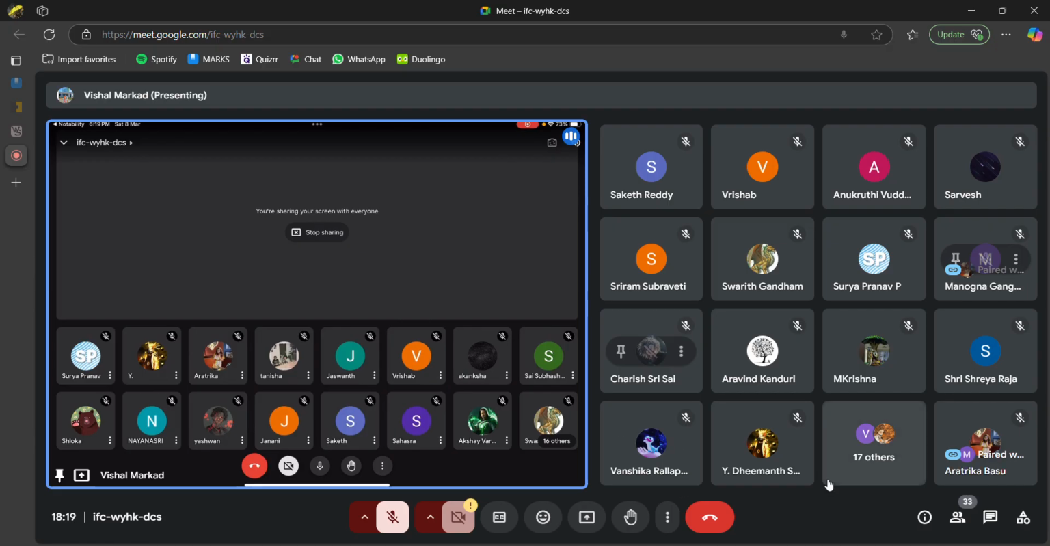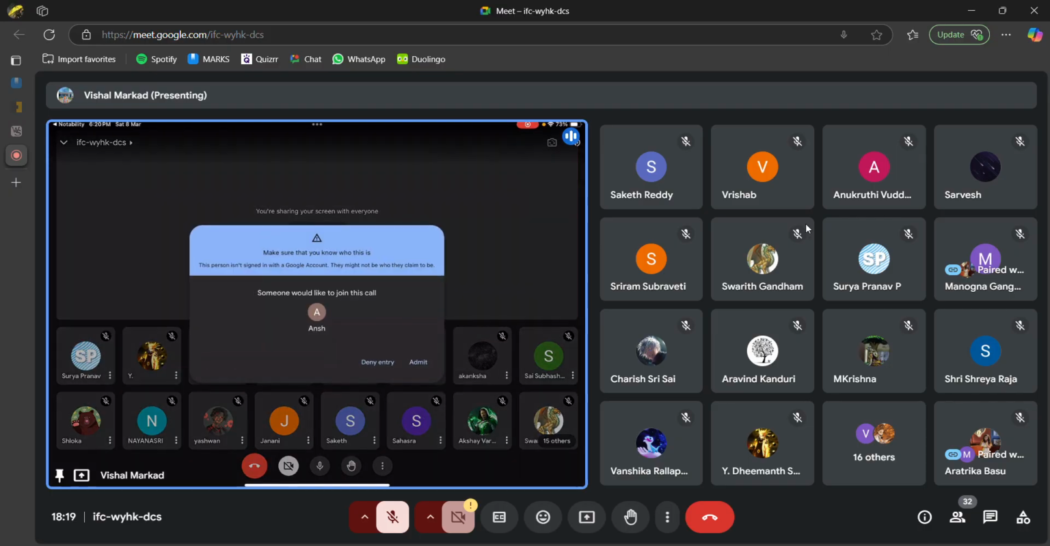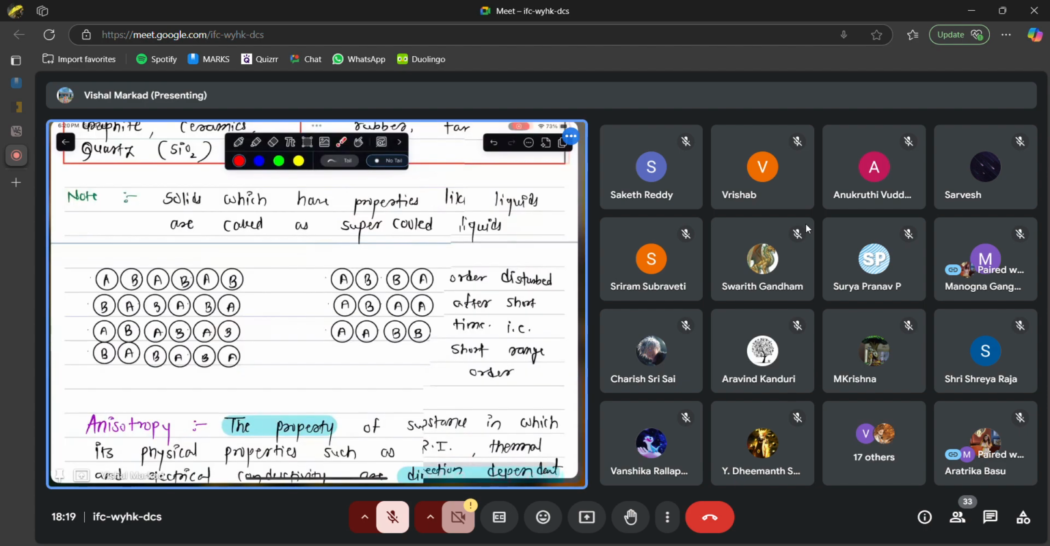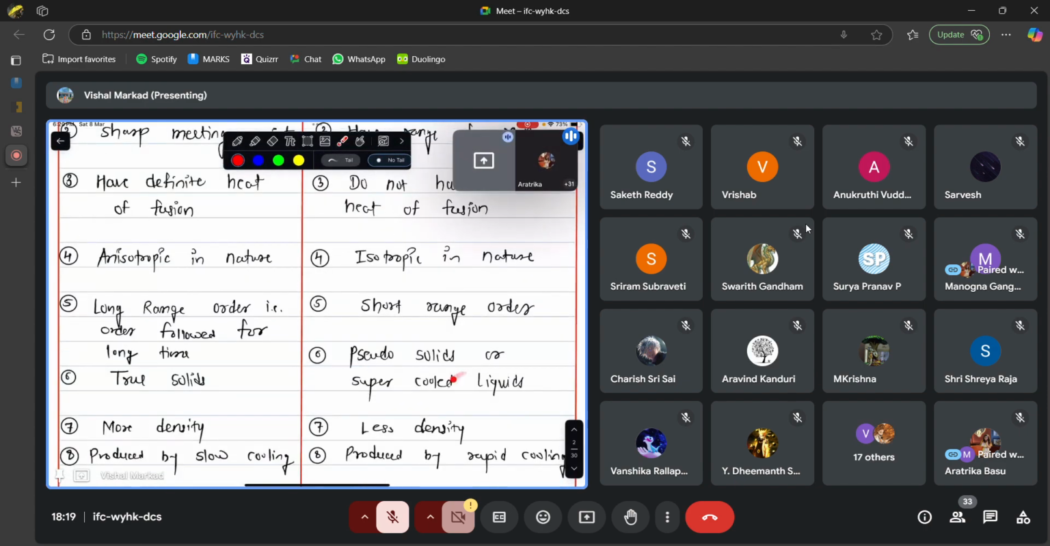Is it a proper solid? Do you think plastic or rubber is a proper solid? We can compress that rubber, so it is not exactly a proper solid, right? So it is a pseudo solid. Are you understanding? Which one is called a true solid? Crystalline solids are considered as true solids, while the amorphous are considered as pseudo solids. Another difference: they are also called supercooled liquids. Pseudo solids or supercooled liquids.